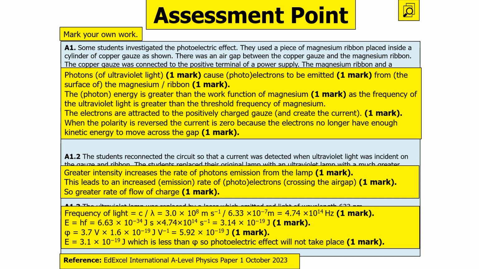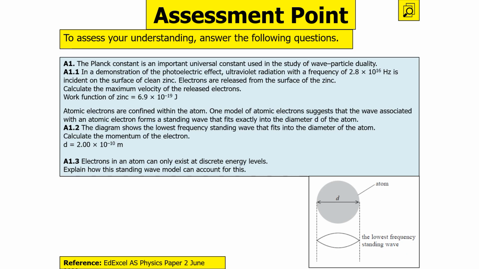The next question says, the Planck constant is an important universal constant used in the study of wave-particle duality. In the demonstration of the photoelectric effect, ultraviolet radiation with a frequency of 2.8 times 10 to the 16 Hz is incident on the surface of clean zinc. Electrons are released from the surface of the zinc. Calculate the maximum velocity of the released electrons.